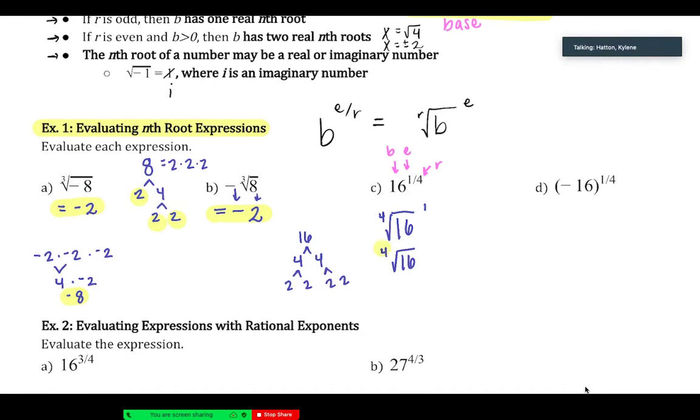And we were looking for the fourth root. On my factor tree, I ended up with 1, 2, 3, 4 2s. That means that the fourth root of 16 is 2. What this factor tree is saying is basically 2 times 2 times 2 times 2 gets you back to 16.